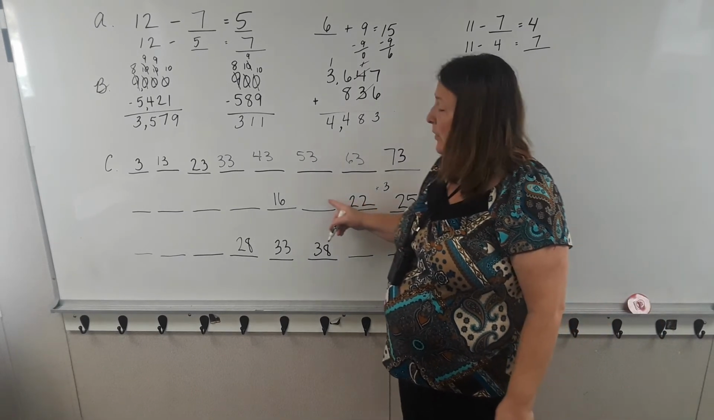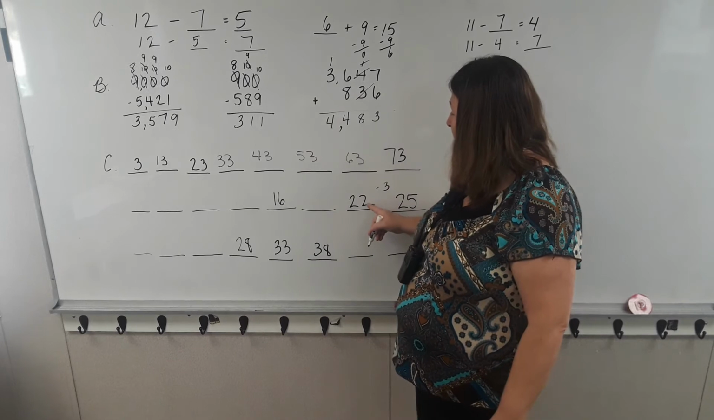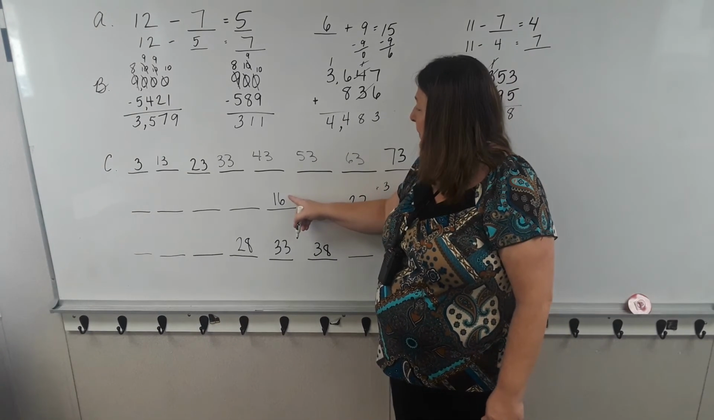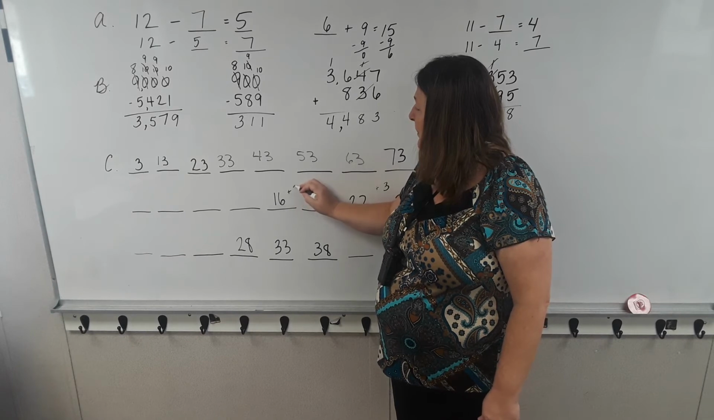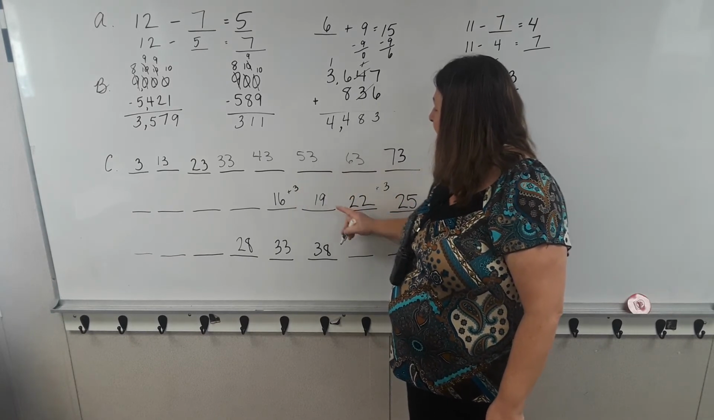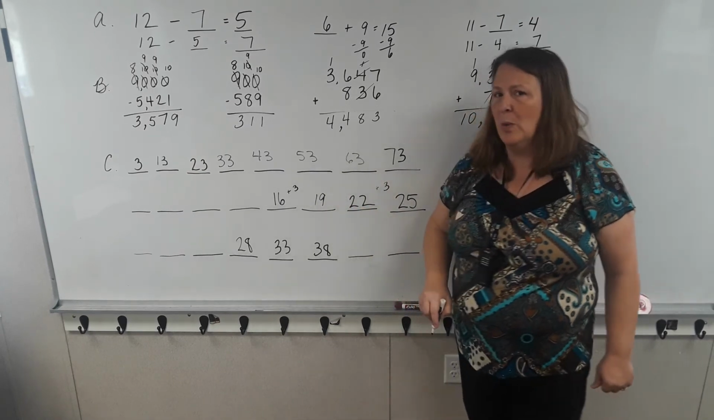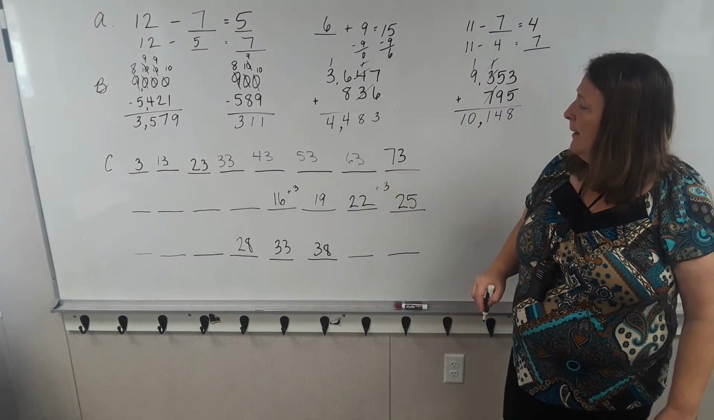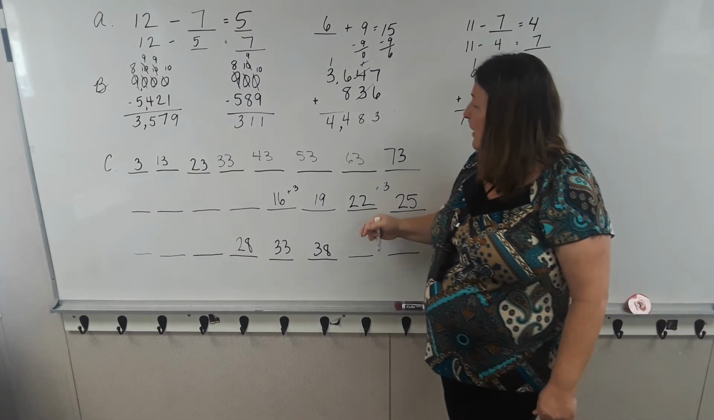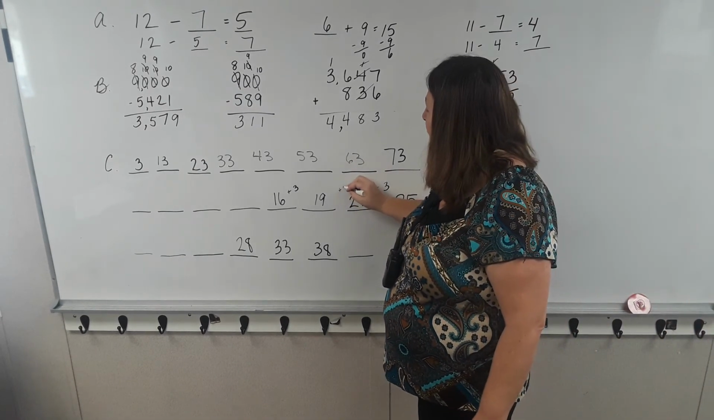Now if we go backwards, we're going to have to subtract 3. 22 to take away 3, or we could do 16 plus 3. Let's try that. 16 plus 3 equals 19. Is 19 plus 3 22? After 19 comes 20, 21, 22. Yes, it is. So we know that all of these are plus 3s.